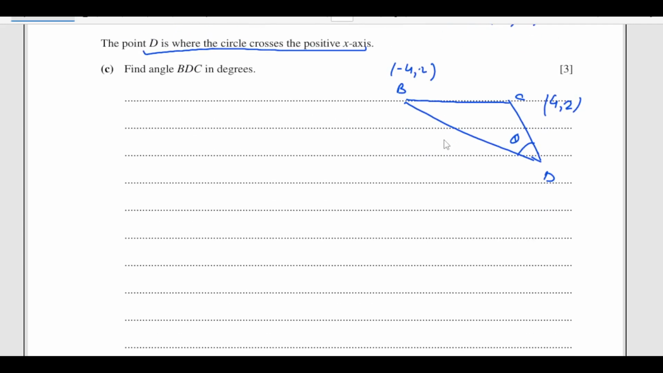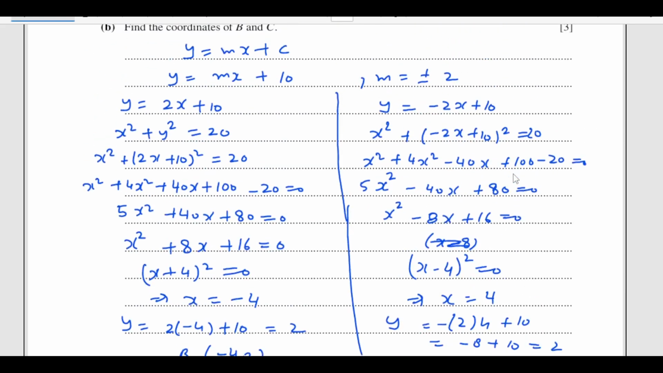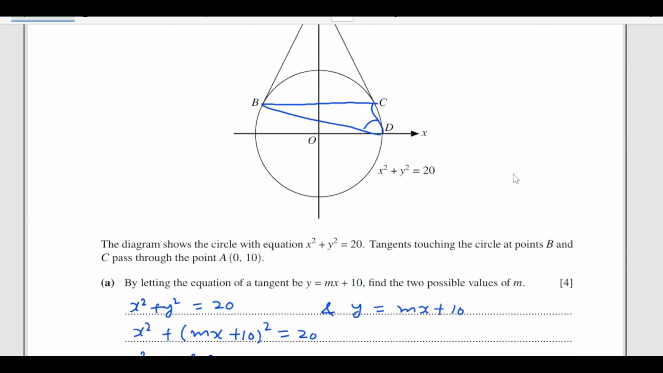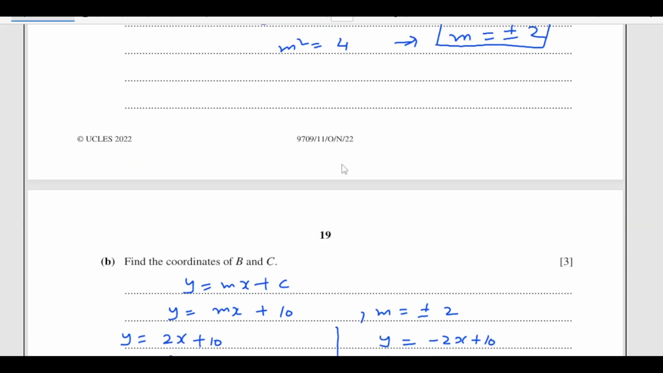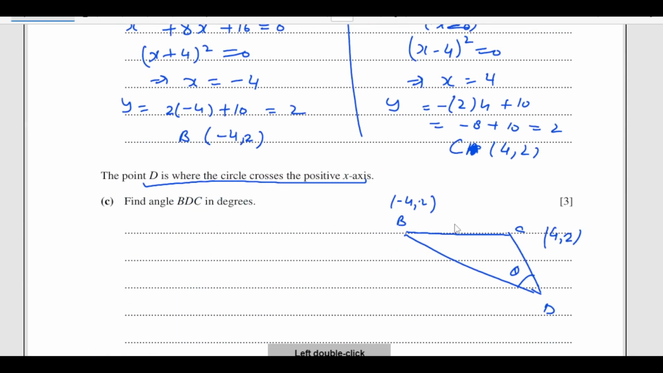So we can use the distance formula. So if you look here, we are looking for BC. If you look here in the diagram, go back. So this is the radius, right? No, we got this point is 4. B is negative 4, 2 and C is 4, 2. So that means this is 4, this is 4. So BC is 8, right? So we will write down BC is 8 here.